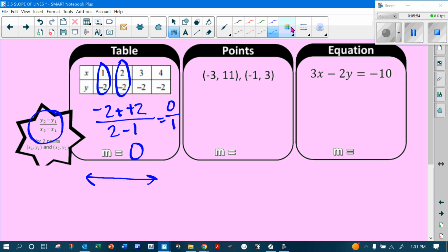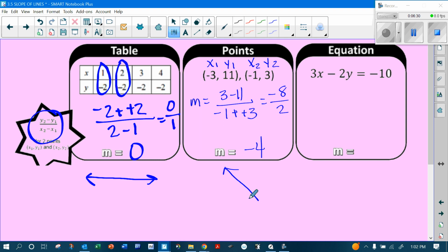Same thing here. You get into the habit of labeling. So this is x1, y1. This is x2, y2. So the formula is to subtract your y values. So 3 minus 11, y minus y, over -1 minus -3. 2 negatives make a positive there. So 3 minus 11 is -8. -1 plus 3 is 2. -8 divided by 2 is -4. So this is going to be a line pointing that direction.